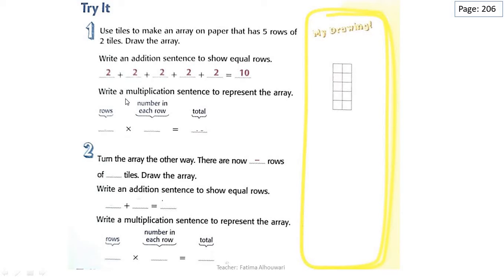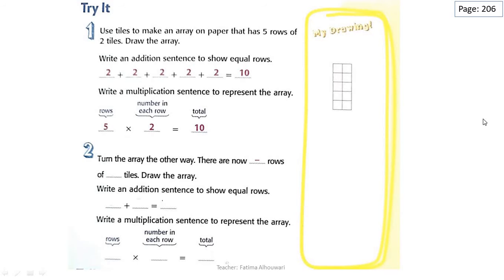Excellent, grade 3. Now let's try to write the multiplication sentence for this array. In the first blank, we write the number of rows. We have 5 rows, so we write here number 5 multiplies. Then in this blank, we will write the number in each row. We have 2 tiles in each row, so 5 multiplies 2 equals, the total is 10 again. So the multiplication sentence is 5 multiplies 2 equals 10.